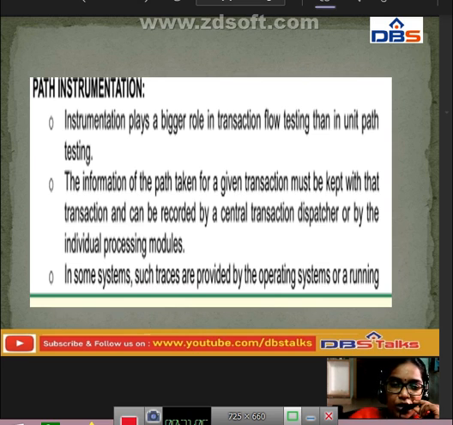See, instrumentation is playing a bigger role in transaction flow testing than in unit path testing. Whenever we talk about unit testing, if you divide the program into some modules, each and every module we can consider as a unit. In order to do that, first of all you have to perform the unit testing. See, it is playing a bigger role in transaction flow testing.